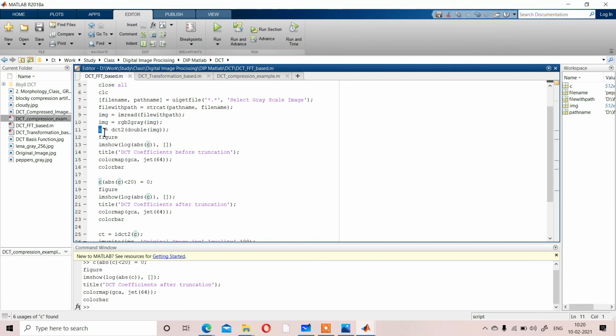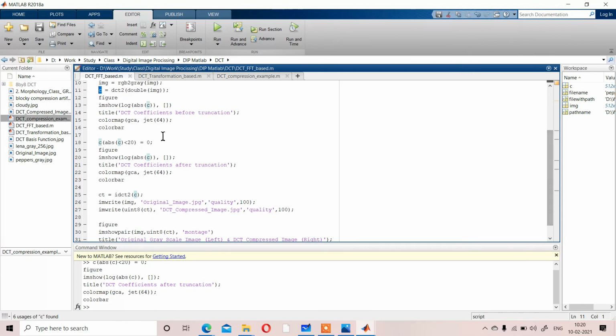So if C is in the double format and you are doing inverse DCT over that double format image, the image that you are getting from here is also in the double format. So what you have to do is reconvert that double format image into the uint8 format, as the input image is in the uint8 format, so the output image also you need to get in uint8 format. Clear or not?